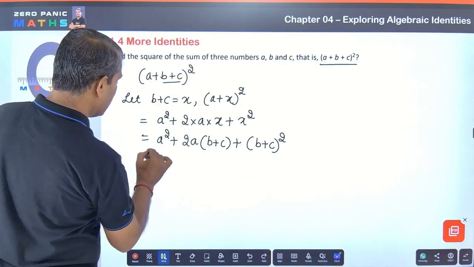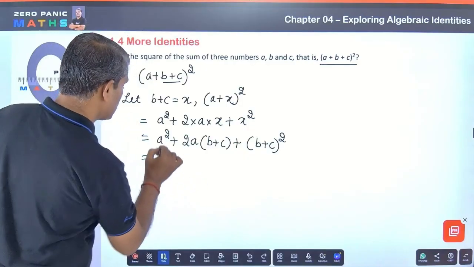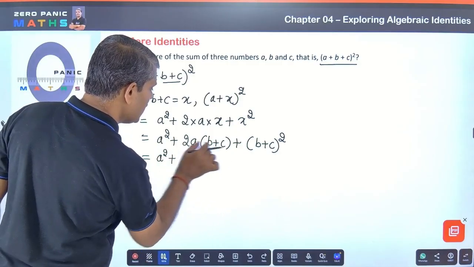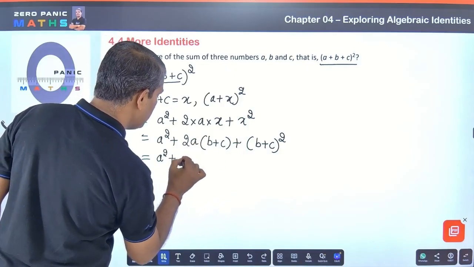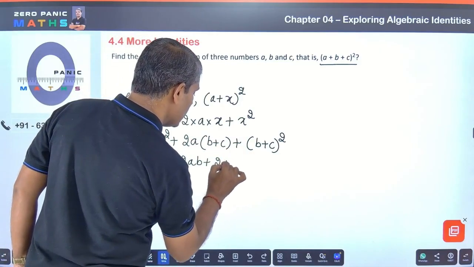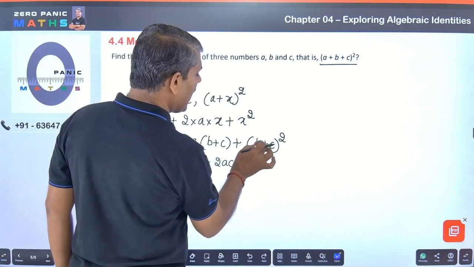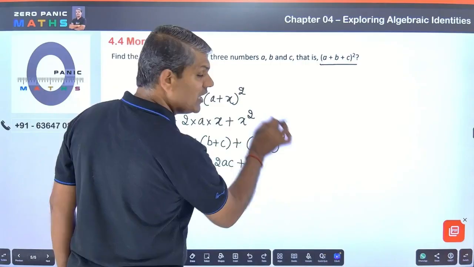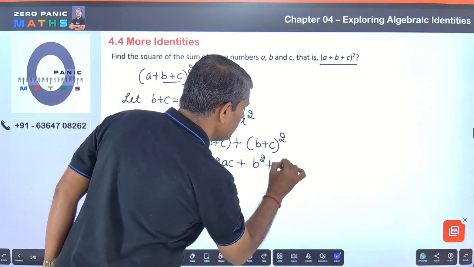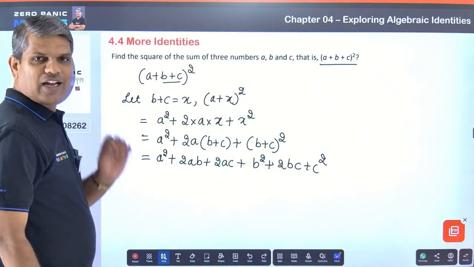Now let us expand. Just go on expanding it by the given identity (a plus b) whole square. Let us keep a square as it is, and for 2a into (b plus c), using the distributive property, 2a into b is 2ab, plus 2a into c is 2ac. This middle term is done. Now again apply the (a plus b) whole square formula for (b plus c) whole square, which gives b square plus 2bc plus c square. It's simple, right? Understood?